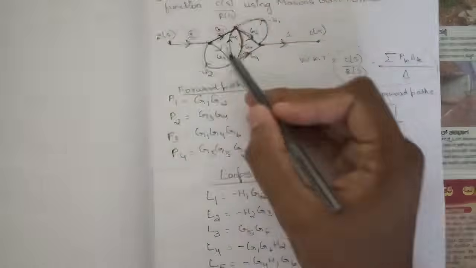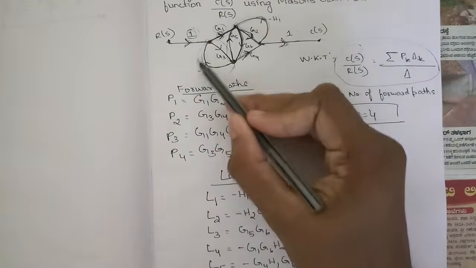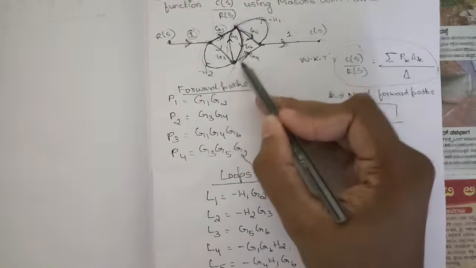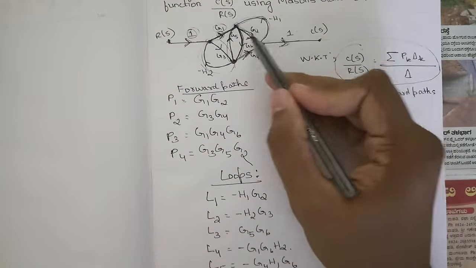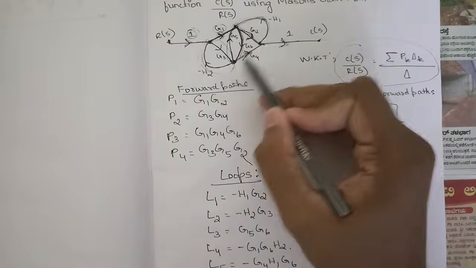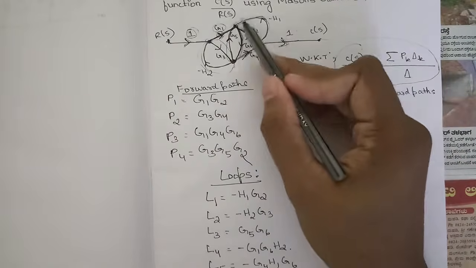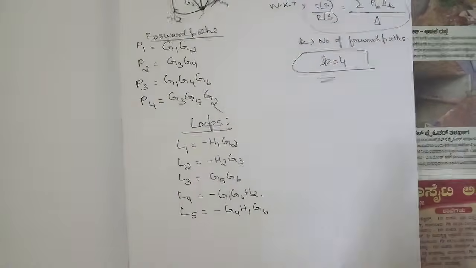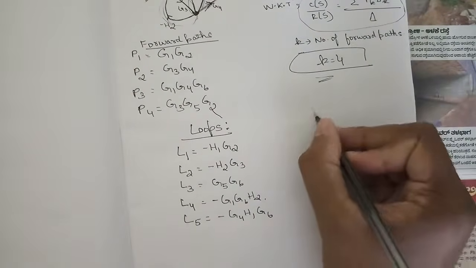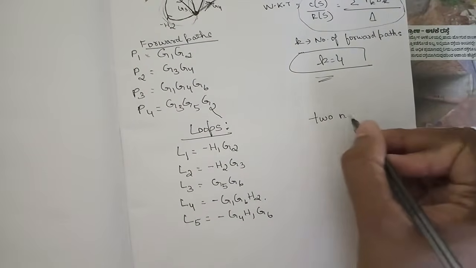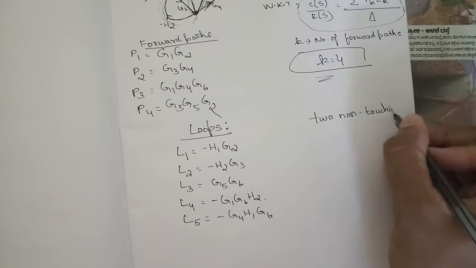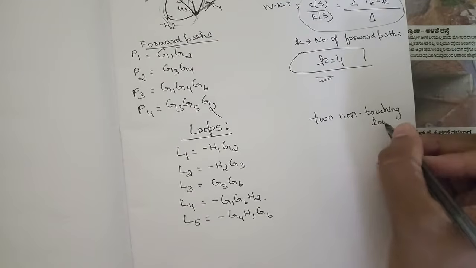Okay, the loops are H1 G2, H2 G3, G5 G6, G1 G6 H2 and G4 H1 G6. So there are 5 loops and 4 forward paths. Now we need to consider 2 non-touching loops. Okay, in order to calculate delta we need to know this, right? 2 non-touching loops at a time.